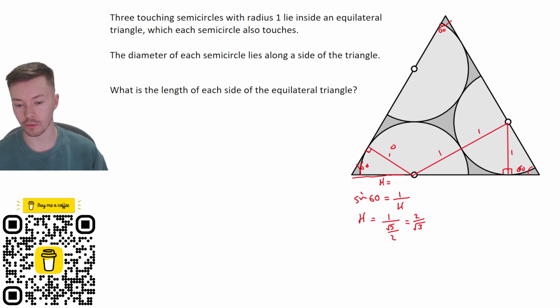And so this length here, from the bottom left of the triangle to the centre of that bottom semicircle, is going to be 2 over root 3. Okay, and that's the first bit.